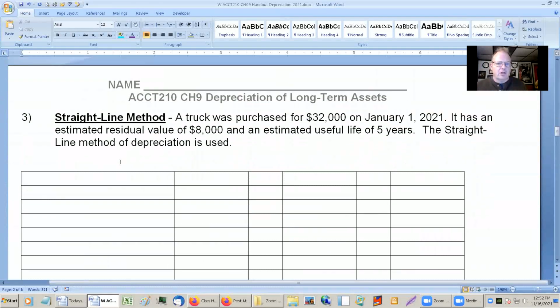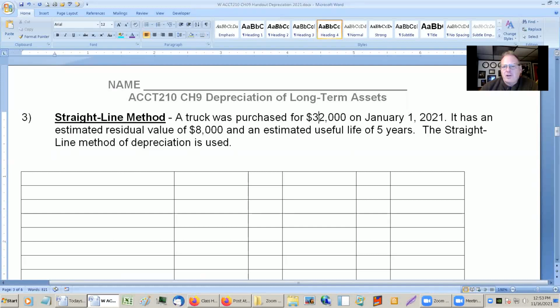All right, different ways of doing it. We're going to do two different methods of depreciating. Straight line method. This is probably the most intuitive one. If no one ever told you anything about depreciation, this is probably the one most people would come up with, or something very similar to it.